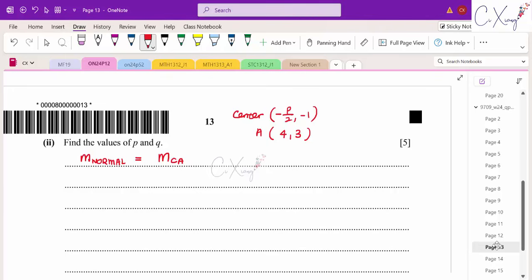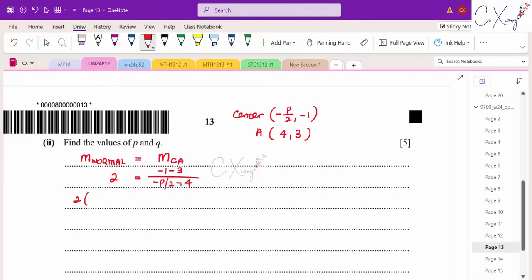Okay, so the gradient of the normal is equal to the gradient of the center to A. So the gradient of the normal equals 2. How to get the gradient of the center to A? You have to take y1 minus y2, divided by x1 minus x2. So you have p over 2 minus 4. Okay, so this is y1 minus y2 divided by x1 minus x2.